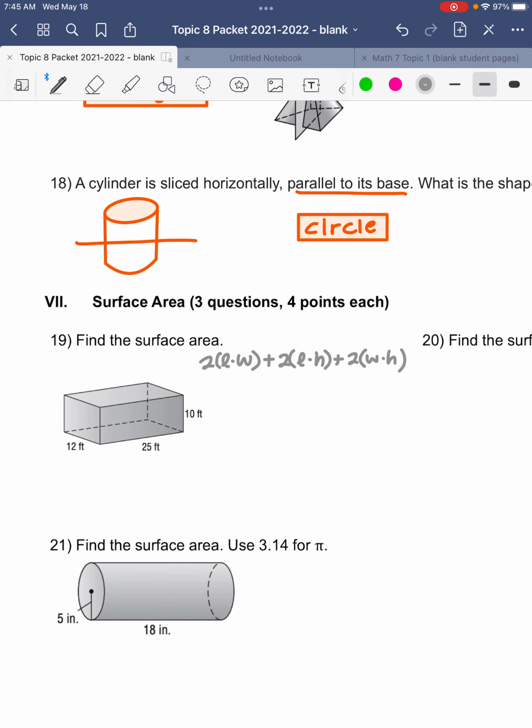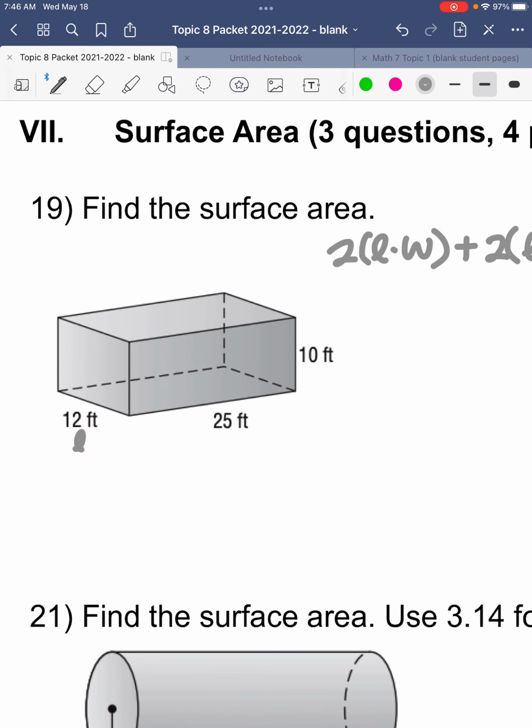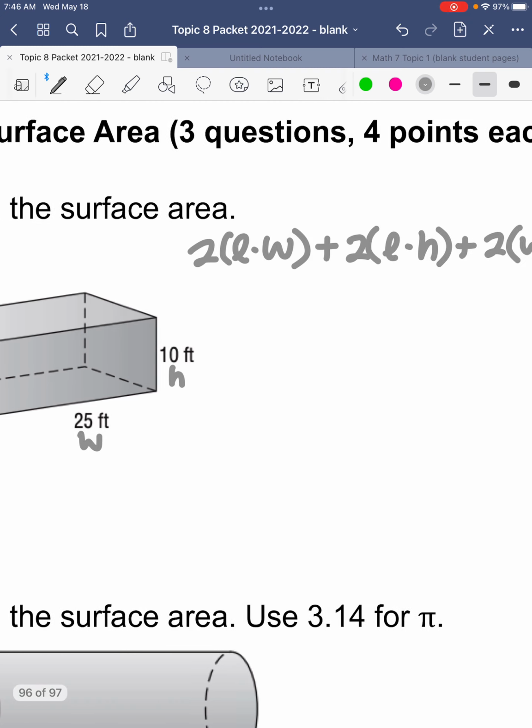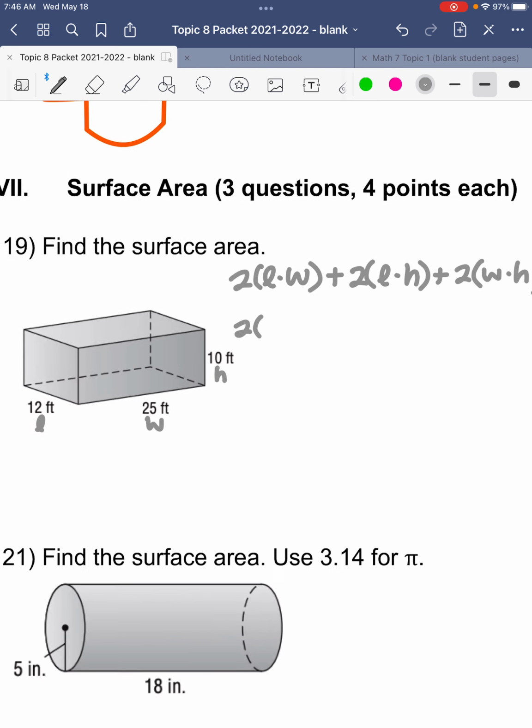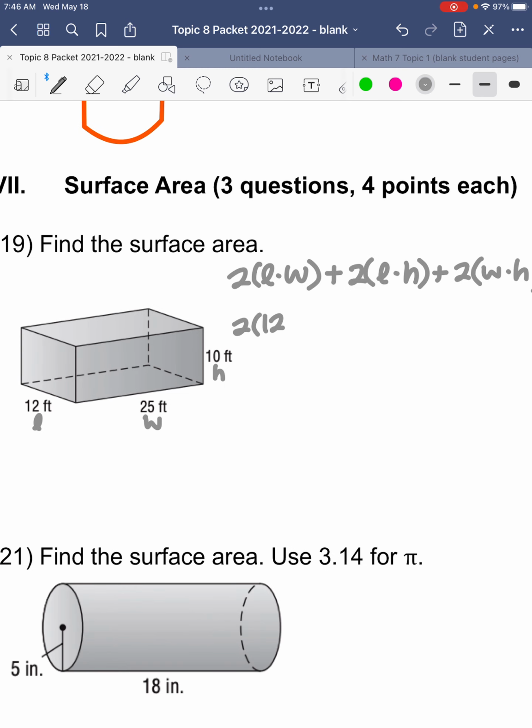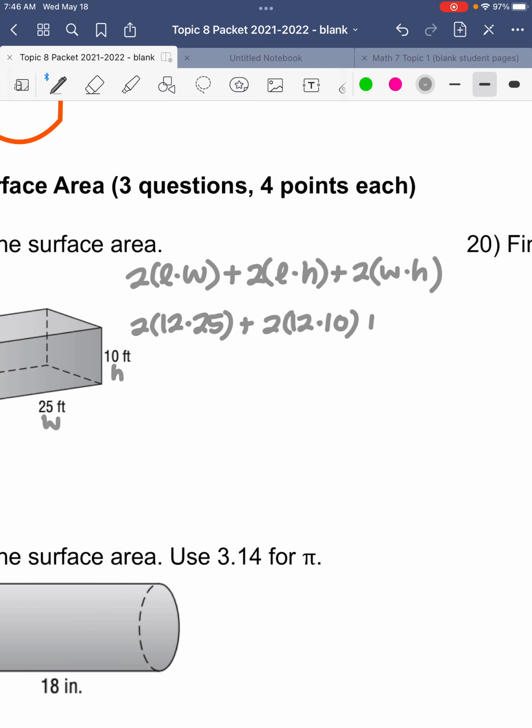Now it doesn't matter how I label my numbers as long as one of them gets to be length, one gets to be width, and one gets to be height. So let's call this one right here my length, this one right here is my width, and this one right here is my height. So we have 2 times 12 times 25 plus 2 times 12 times 10 plus 2 times 25 times 10.